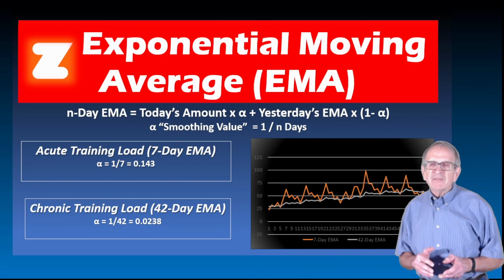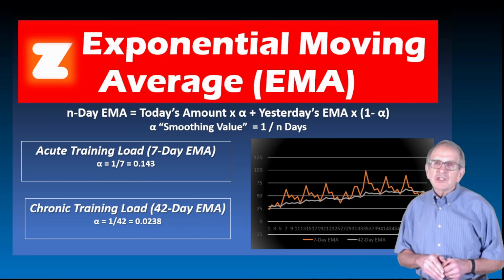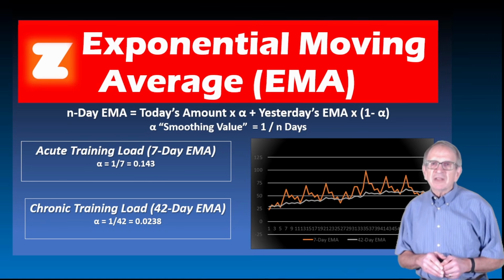And now we're looking at the 7-day exponential moving average for the stress points for acute and chronic training load. The line representing the acute training load is very jagged, whereas the line representing the chronic training load, using the 42-day exponential moving average, is much smoother.